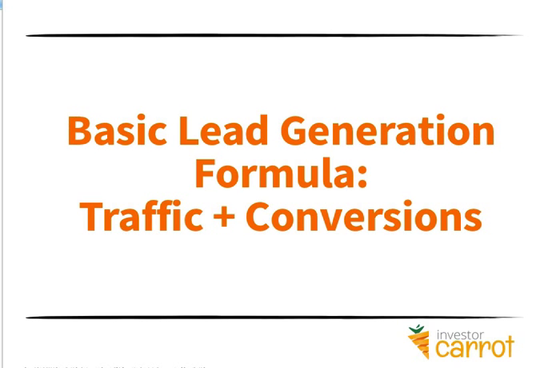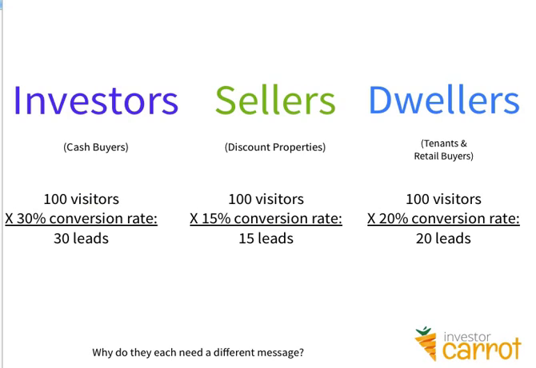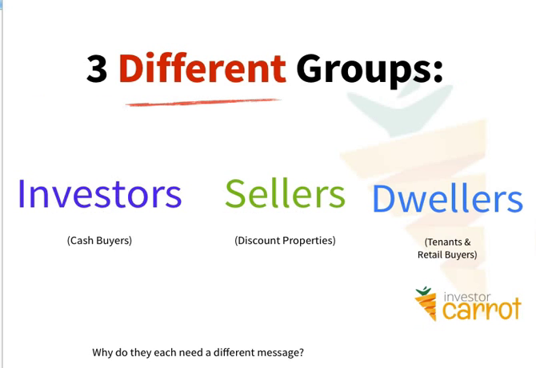First of all, here's the basic lead generation formula. It's traffic plus conversions. Traffic is the amount of people that are going to your site. Conversions are the amount of people out of that traffic who actually turn into a lead. So let me demonstrate. Take the three different types of investor groups that, generically, most real estate investors are trying to attract.